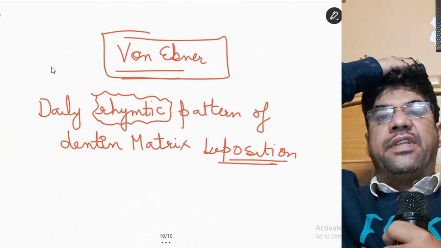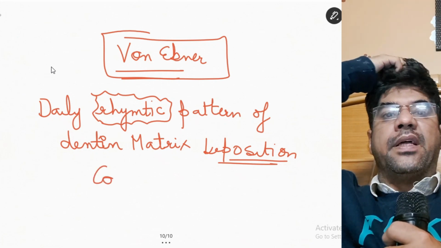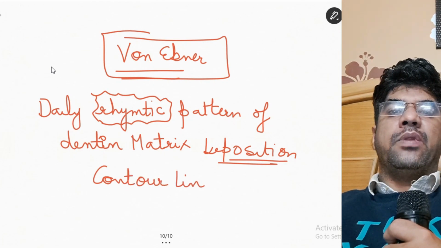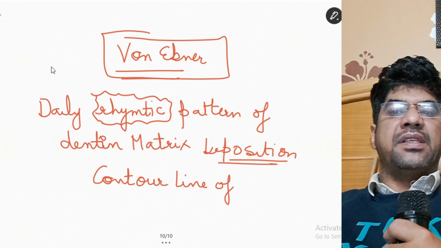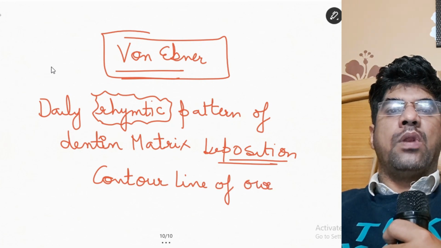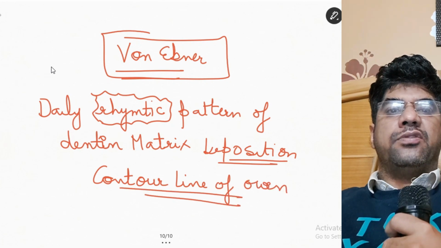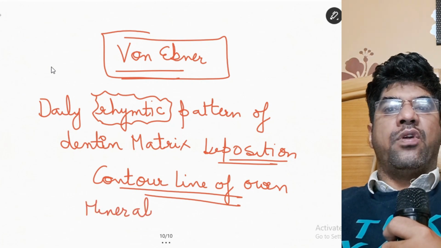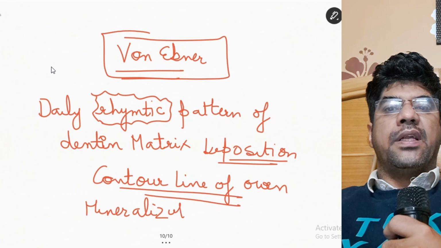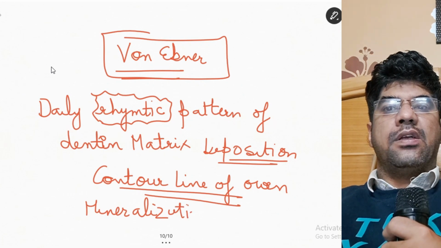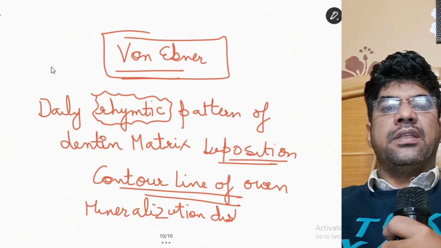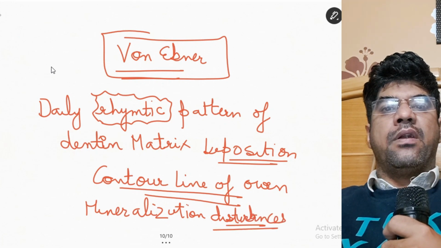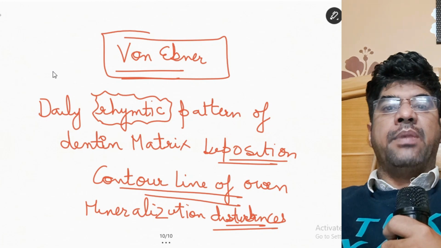The course of these lines shows the growth pattern of the dentin. Some incremental lines may be seen due to disturbance of mineralization, known as contour lines of Owen. These lines indicate a phase of mineralization followed by the outer contour of the dentin. These are seen in ground sections, either by microradiography or using a demineralized section.